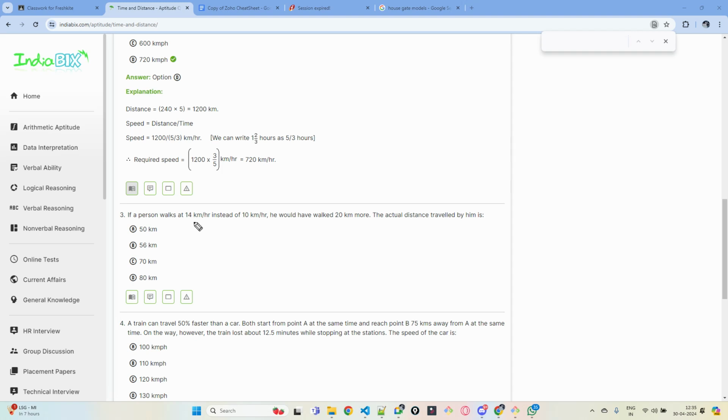Okay, so if a person travels at 14 kilometers per hour instead of 10 kilometers per hour, he can cover 20 kilometers extra distance. They are asking for the actual distance. What is the formula for distance? Distance is speed into time. So put this first. Let the actual distance be d. For the actual distance, what is the speed? 10 kilometers per hour, and it covers in that particular time t, 10t.